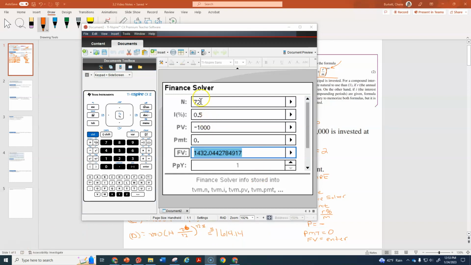Okay, found out what I did wrong. 12 times 8 is not 72. 12 times 8 is 96. So I push 96 right there. Then I tab down and press enter, and it gives me the correct value. There's the 16, 14, 14.